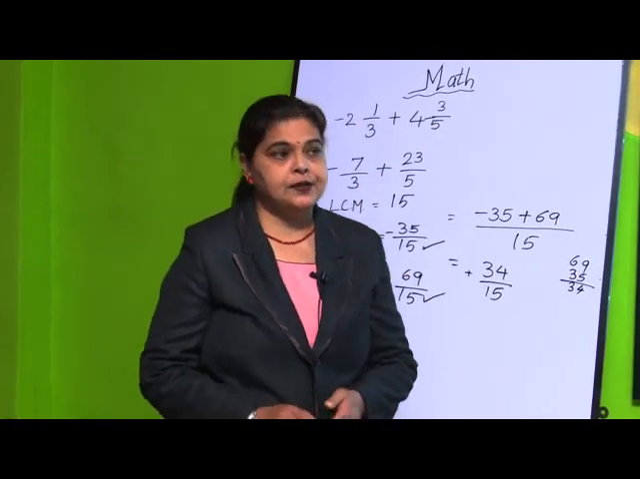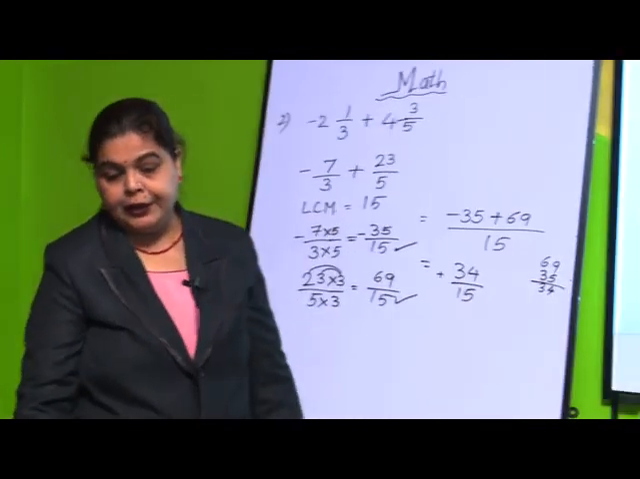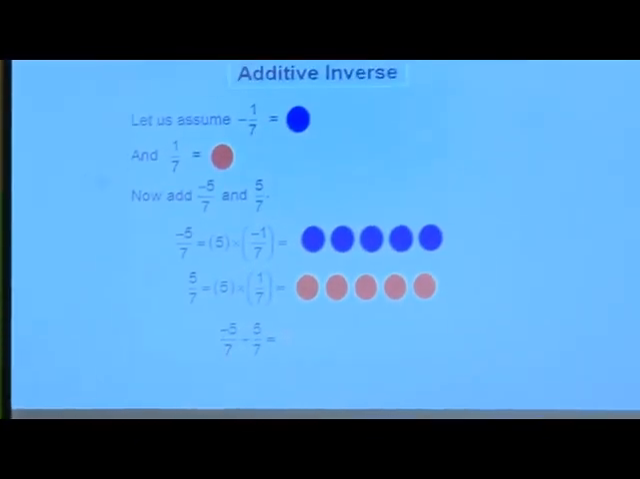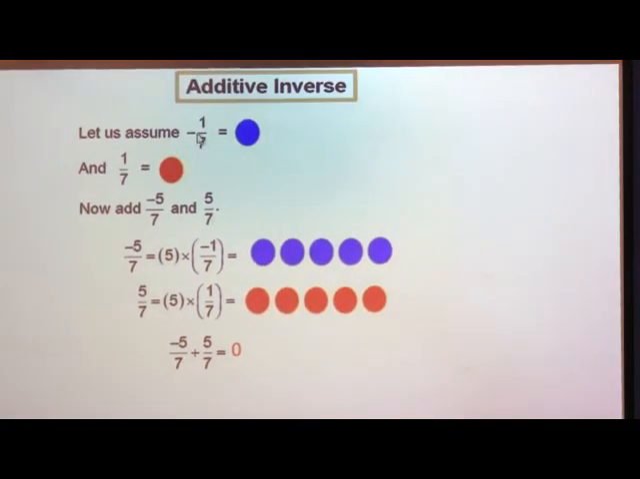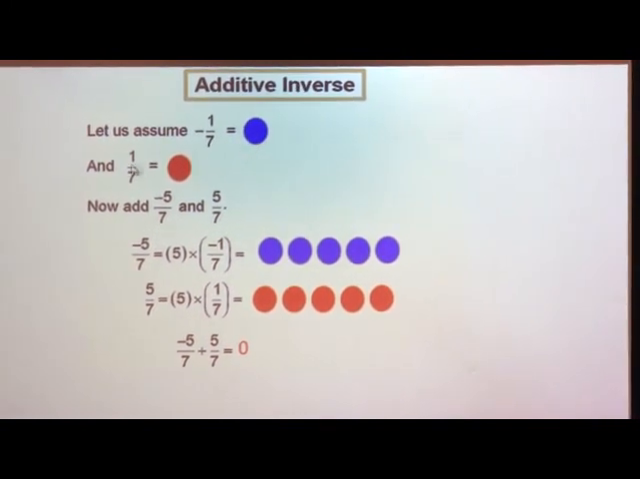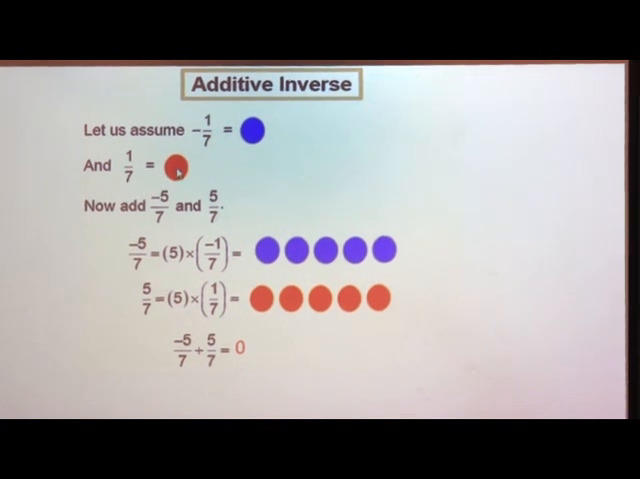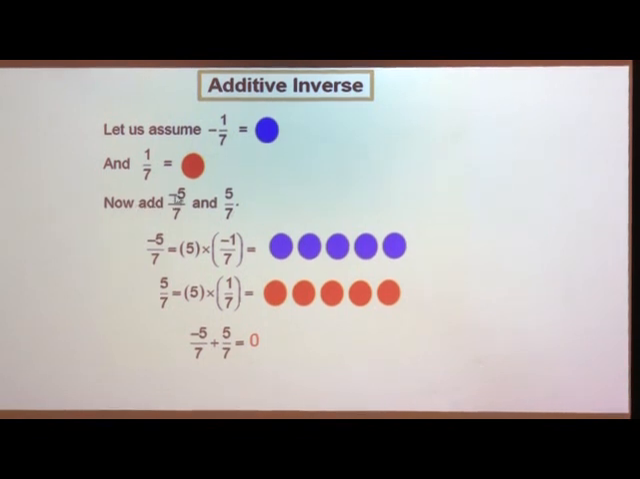Additive inverse. You know, we had learned it in fractions and even in integers. Now we will learn the additive inverse in rational numbers. Let us assume minus 1 upon 7 is equal to a blue circle and 1 upon 7 is equal to a red circle. What we are doing? Just imagining. Now, add minus 5 upon 7 and 5 upon 7. What is the additive inverse? Minus 1 upon 7 is 1 upon 7.